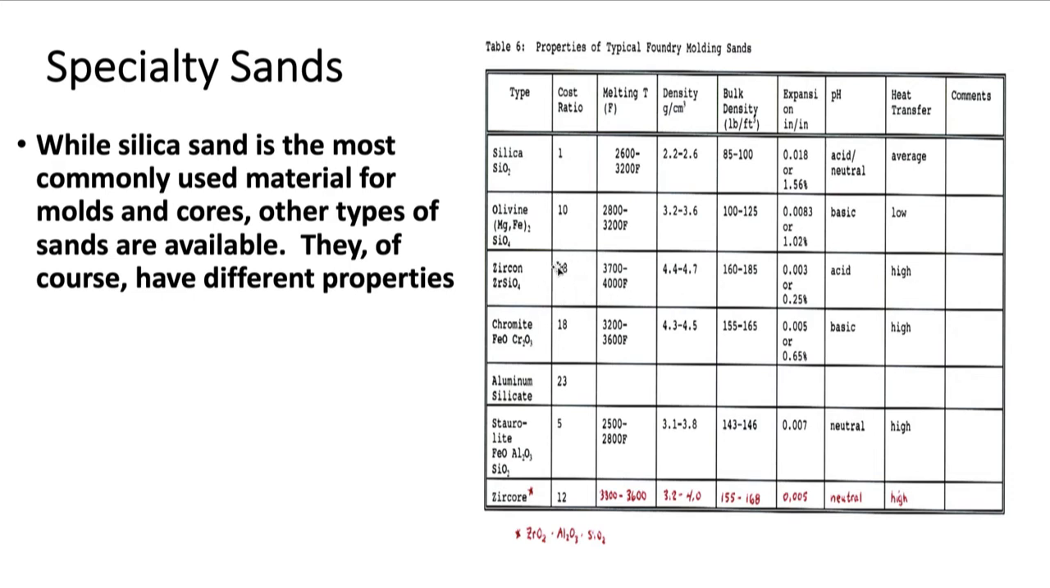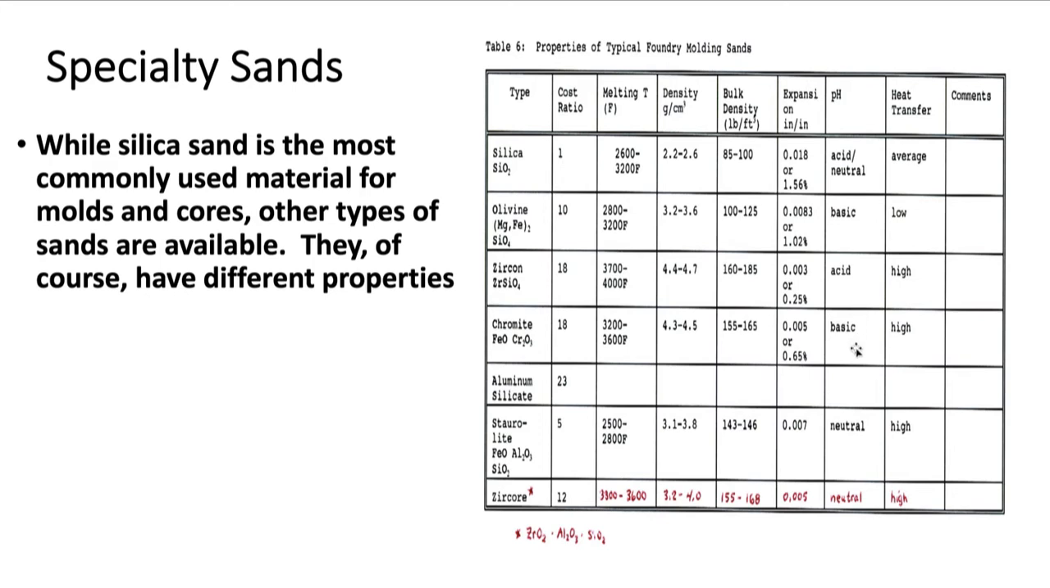Zircon, really expensive, and these numbers might not be the same anymore. Zircon's getting really expensive. It has a super high melting temperature, 3,700 to 4,000. So sometimes we do put this as facing sand in order to keep down the melting of the sand near the surface. And very high bulk density, almost twice the density of silica.